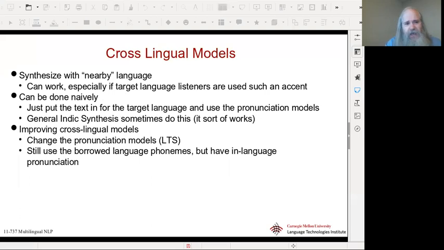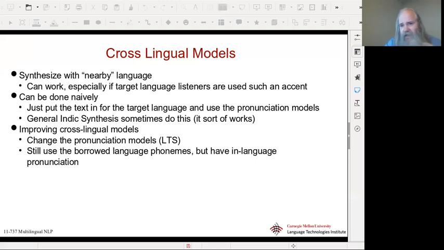Cross-lingual models. So how do we synthesize with a nearby language? This sometimes works. It really depends on what the accent is. It really also depends whether people are used to hearing accented speech from that other nearby language. And they may be, because often people are very used to hearing non-native speech. And in other languages, people are not used to hearing non-native speech at all. And so any accent is considered really weird.